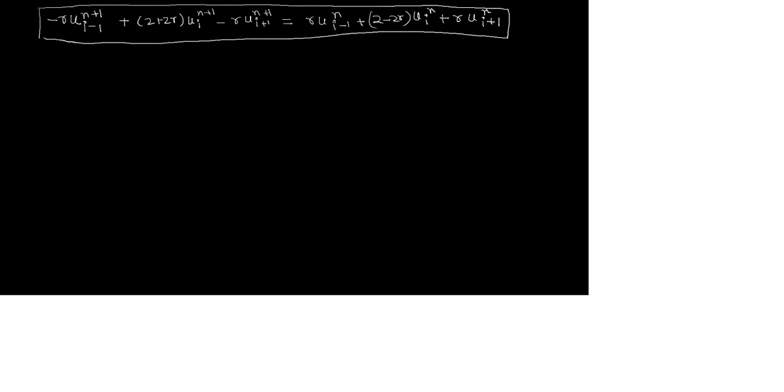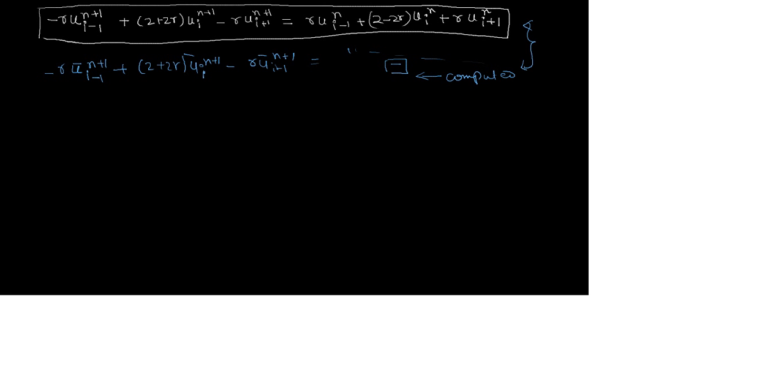So again we will do the same. We will subtract this from the solution we are obtaining from our method, the computed solution. So this will be minus R Ū_{i-1}^{n+1} plus (2 plus 2R) Ū_i^{n+1} minus R Ū_{i+1}^{n+1} equals the same thing with the bar. So this is your computed solution. Again, what we want is the error.